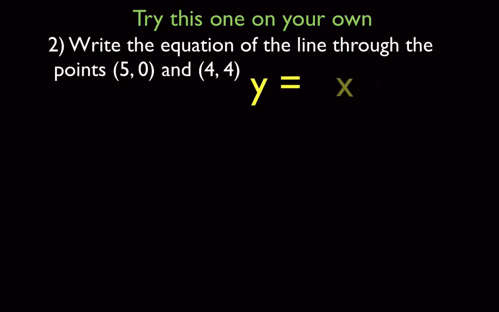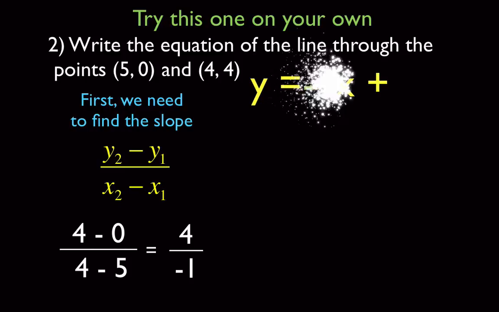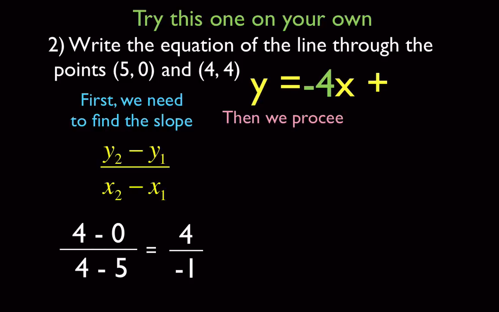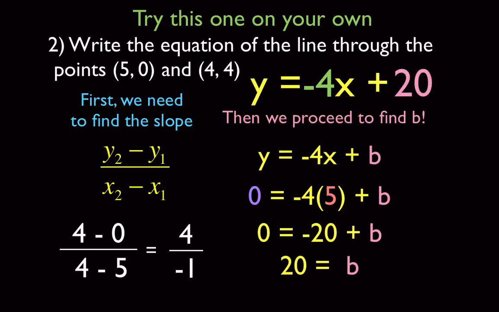Okay, so first thing, let's find our slope. 4 minus 0 on top, and then 4 minus 5 on the bottom, which gives me a slope of -4. From there, I can plug in whichever point looks easier to me. I decided on (5, 0). -4 times 5 is -20, and adding 20 to both sides, I get 20 is equal to b. The problem is now complete, and I can move on.